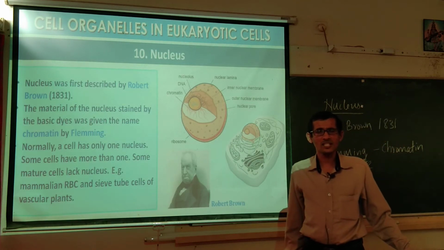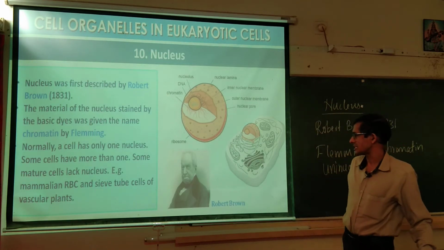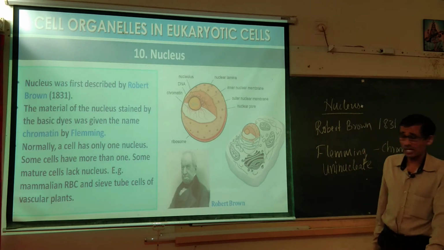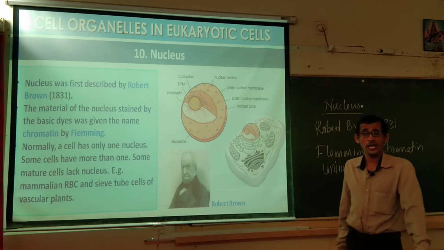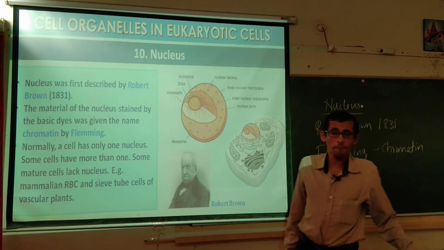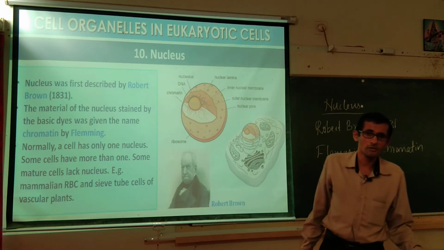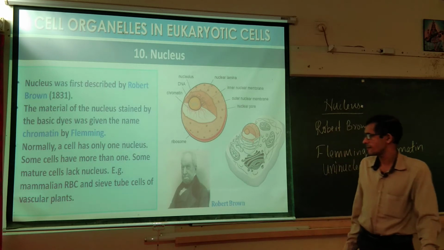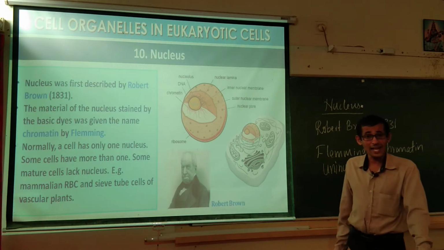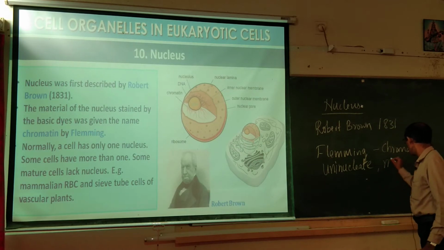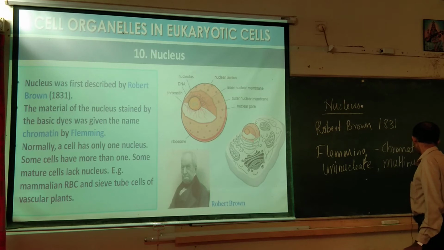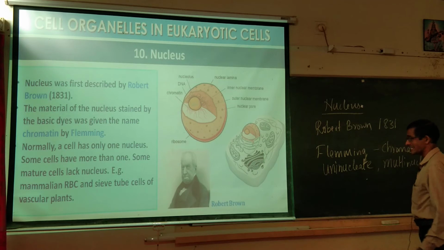So, a cell with a single nucleus is the uninucleate condition, but some cells may have more than one nucleus. For example, the liver cell has more than one nucleus. Some cells with more than one nucleus are called multinucleate.